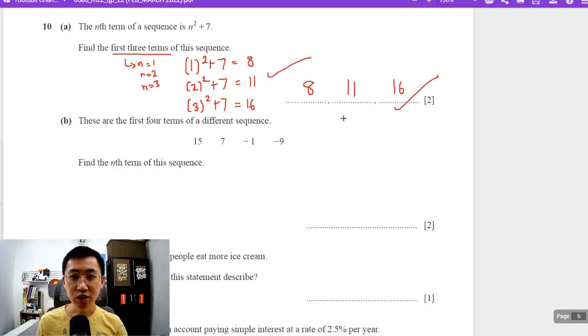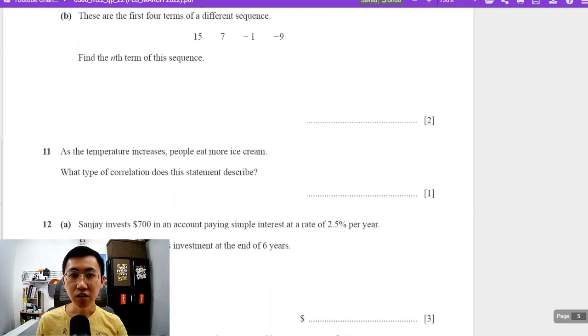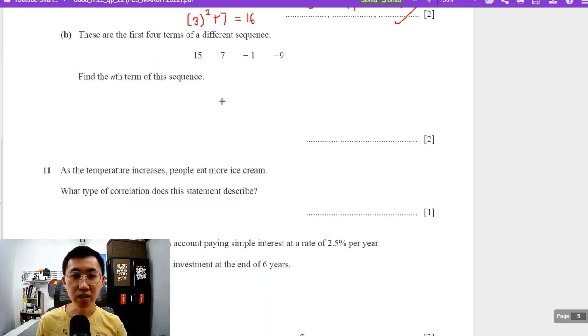Okay, so let's do B right now. Okay, now focus is just on 2 marks, so I have to show working. Yeah, there are first 4 terms of a different sequence. Find the nth term of the sequence. Now when you do sequence, you need to find out what kind of sequence it is. I have to find out now.